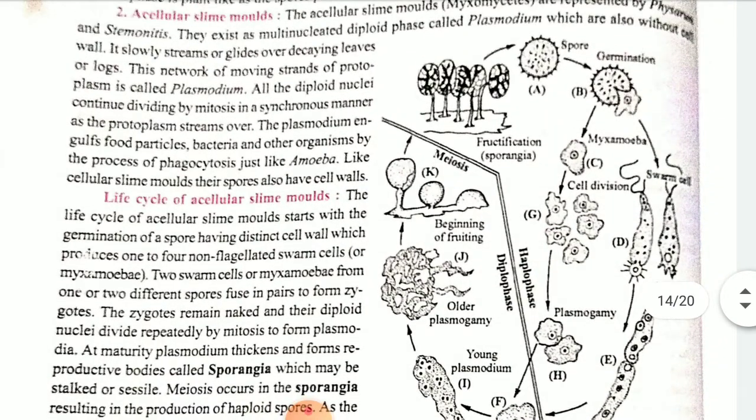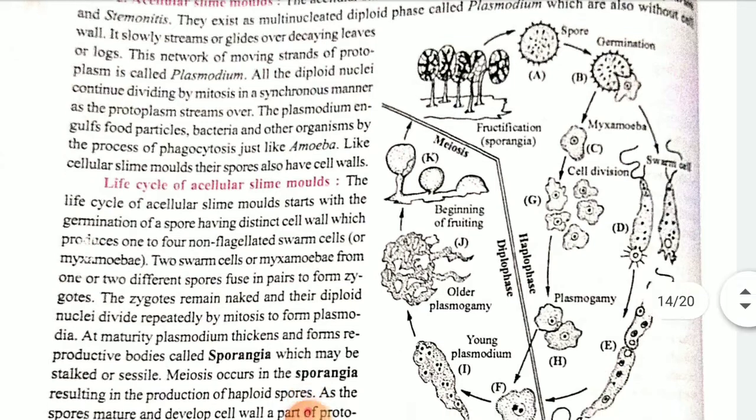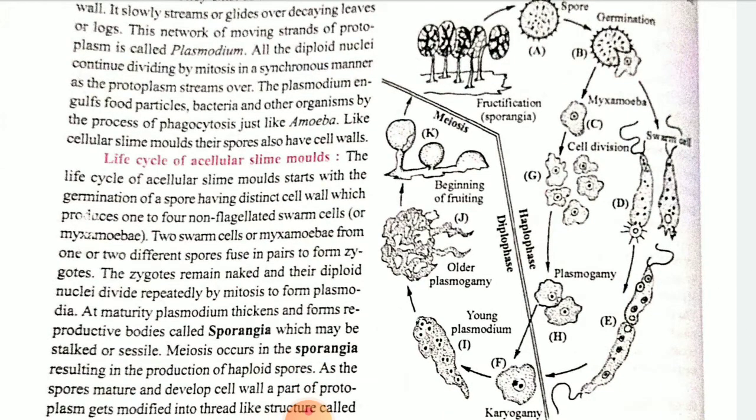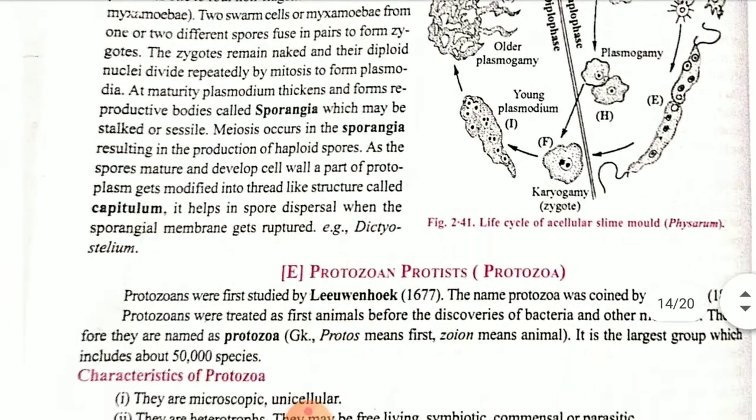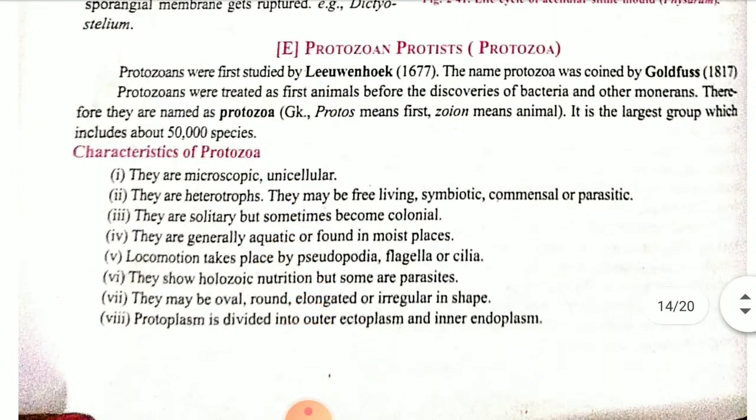As you can see in figure A, that is the spore. In figure B, germination is going to take place. Then myxamoeba is going to form. Then cell division will be carried out. It will go separately. Then fusion will take place in case E. Then either it will go for karyogamy, or from G you can see so many multiple numbers of cells are there. Copulation will take place. Then again it will go for young plasmodium, then older plasmodium. Then again it will divide and the process will be carried out continuously. I hope you people have understood.